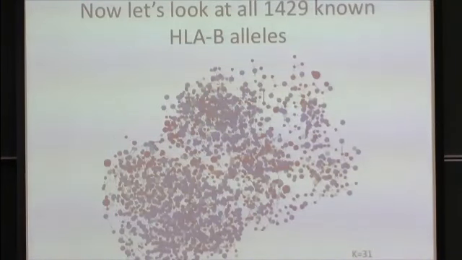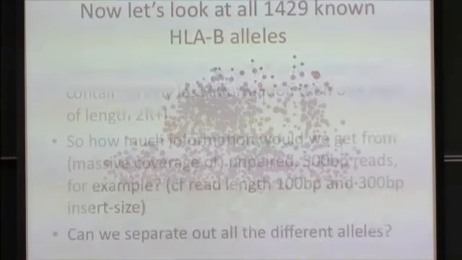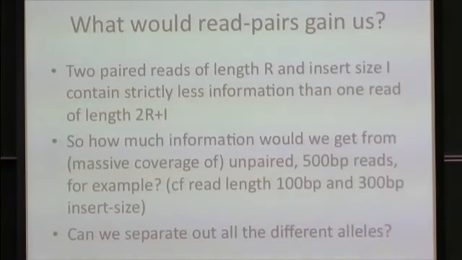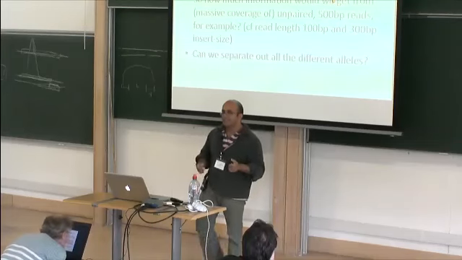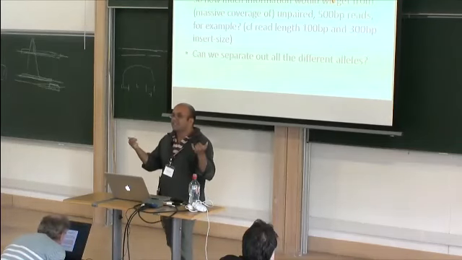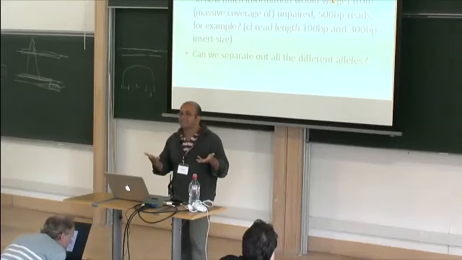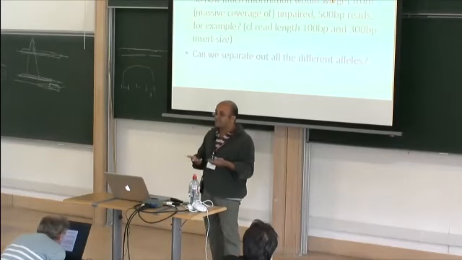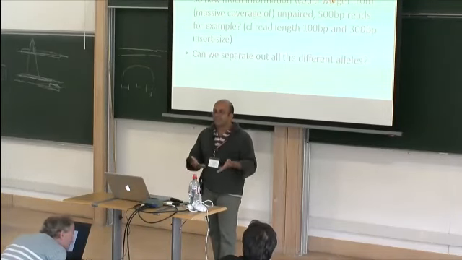Now we know that basically read pairs consist of 2 reads, length r, and a gap of insert size of length I. So the amount of information inside 2 paired reads is strictly less than 1 massive read, which contains both of the reads and the insert. So for example, 200 base reads with an insert size of 300 is strictly less information than a 500 base read. So let's see what I could do with 500 base reads.